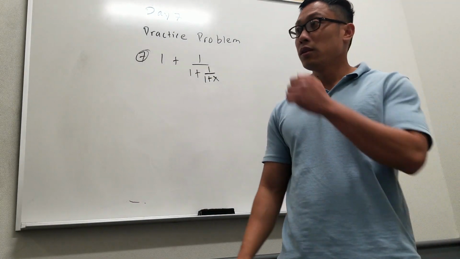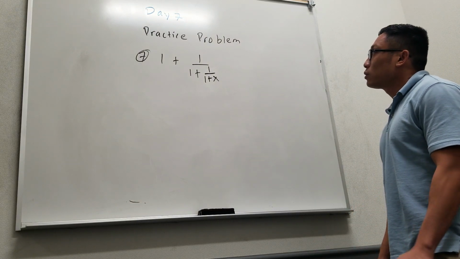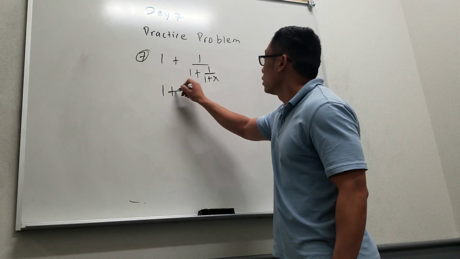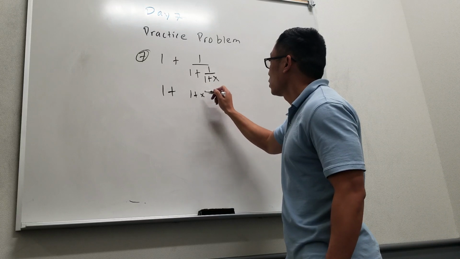Alright, we've got 5 minutes. Just increase to this. So I can do this first. Just find the LCD, right? What's the LCD of this one? It's 1 plus x, so I have to multiply this by 1 plus x.